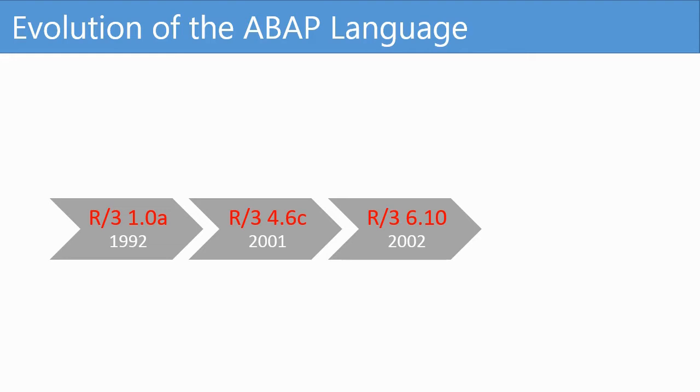Very soon after, Release 6.10 came out. This was when the Web Application Server technology was introduced and the ABAP Objects environment was greatly improved. At the same time, newer modules such as CRM were added, which made much greater use of ABAP Objects rather than Classic ABAP.